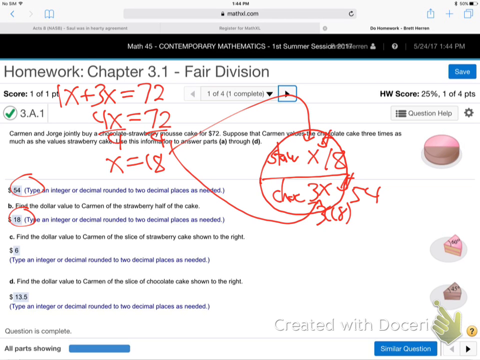Now, how about this? Find the dollar value to Carmen of the slice of strawberry to the right. That slice of strawberry. Well, notice they're telling me it's a 60-degree strawberry slice angle. Now, we're not going to do hardly any geometry. You don't have to know a bunch of fancy geometry.